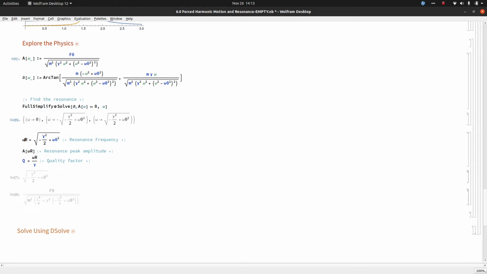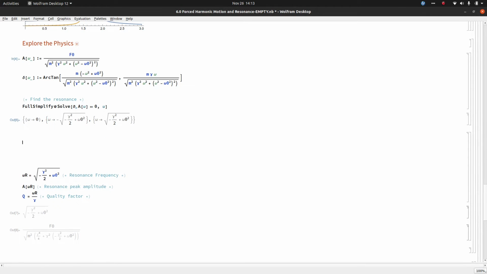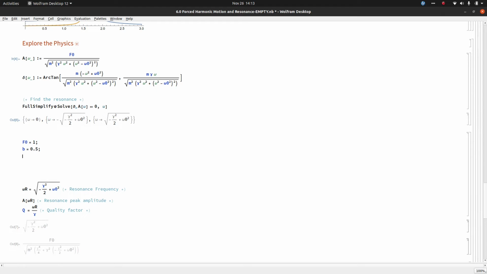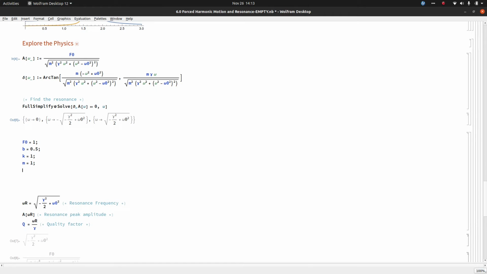So I'm actually going to put in a few different variable definitions here so we can start plugging in numbers. I'm going to define F naught to be 1. I am going to define the damping constant B to be 0.5. Spring constant, we'll make that 1. The mass, we'll make that 1.